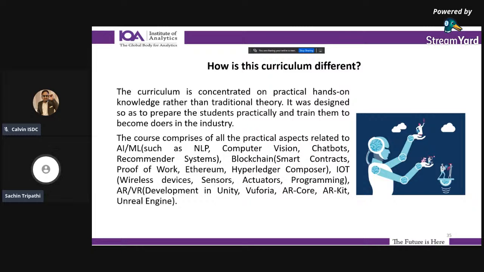Then how is this curriculum different? The difference is because of the Holy Trinity, AI, IoT, and blockchain, and then the supporting technologies such as machine learning, AR, and VR. There are many departments and domains like NLP, text mining, computer vision, chatbots, recommender system. Then in blockchain, we have smart contracts, proof of work, hyperledgers. Then we have IoT, wireless devices, of course, sensors. Then we have got programming of IoT devices also, development in terms of AR and VR.